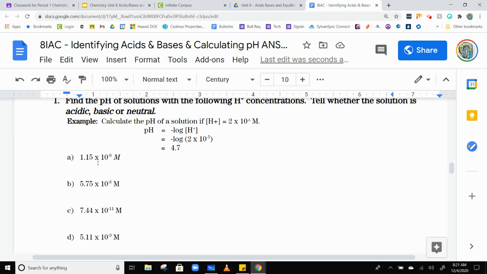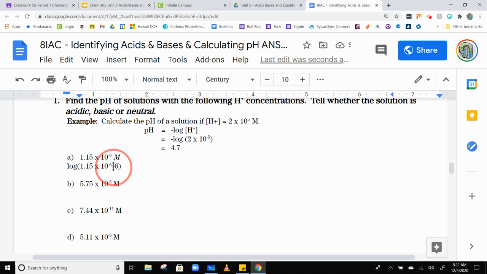I typically just plug into my calculator as log of this number. So you're going to just have log of 1.15 times 10, and then in your calculator, you use this little caret. The caret will give you the exponent. So if you look on your calculator, you'll see a caret. And 10 to the negative 6. So you're plugging in just like that in your calculator.